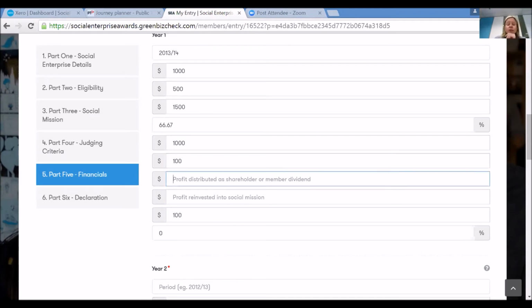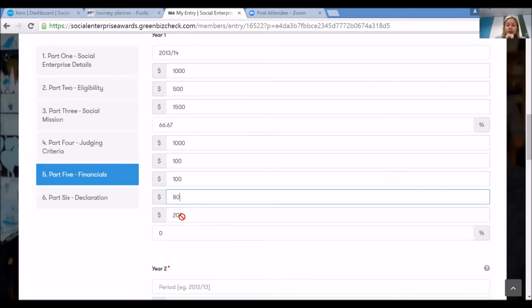The next one is profit distributed as shareholder or member dividend. Depending on the type of organisation you are, this may or may not be relevant. But again, let's say we have $100 that we distribute in that way. And that would mean there's $800 left. Your $1,000 profit should tie to this cell here. So there's $800 that we reinvest in our social mission. And what that calculates down the bottom here is what percentage of your profits you're reinvesting in your social mission. So in this case, it's 80%.